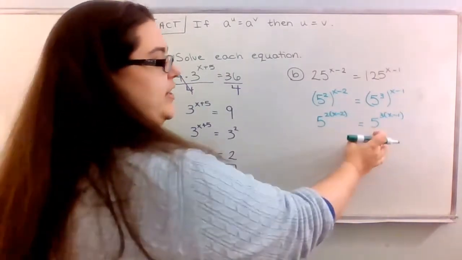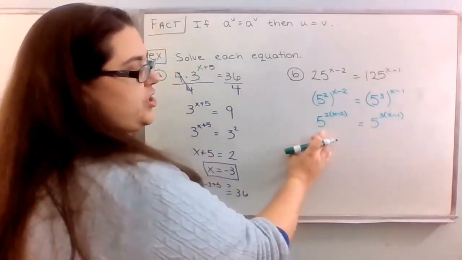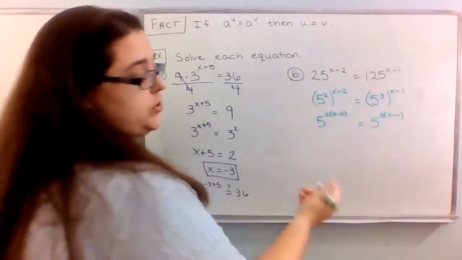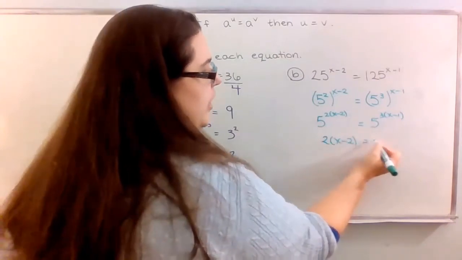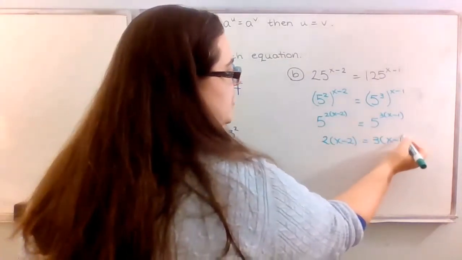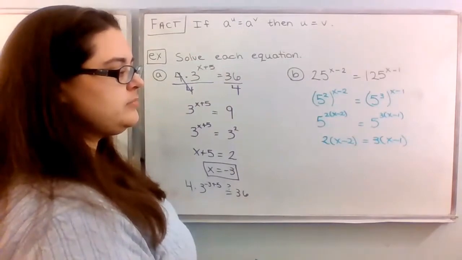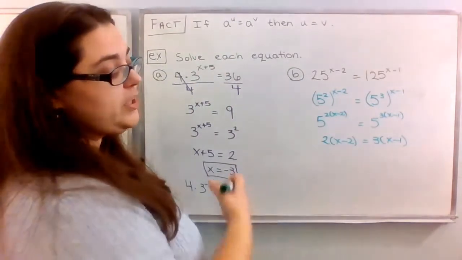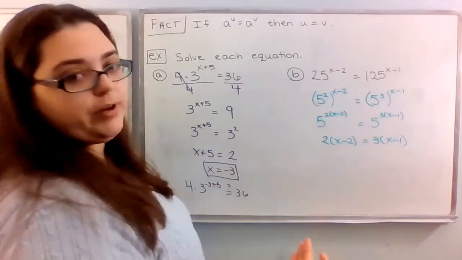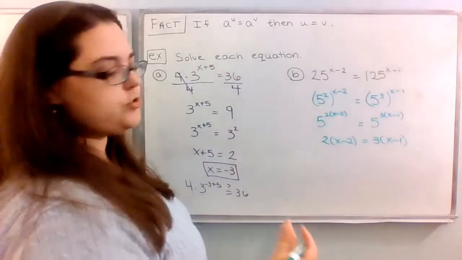Now each side has the same base, so we can just set the two exponents equal to each other. So 2 times x minus 2 is equal to 3 times x minus 1. Once again, we have a nice linear equation to solve, so we can distribute the 2 on the left, the 3 on the right, and solve like usual.